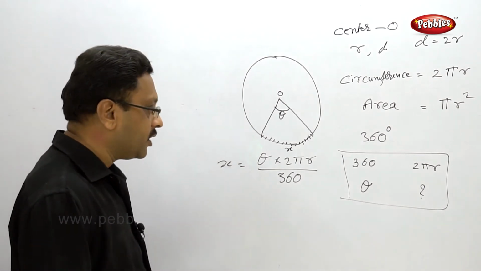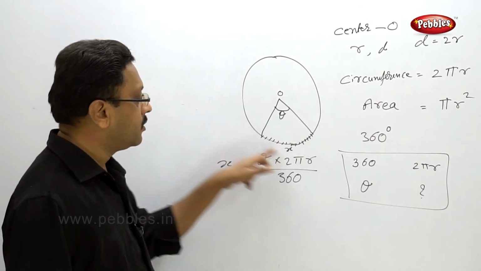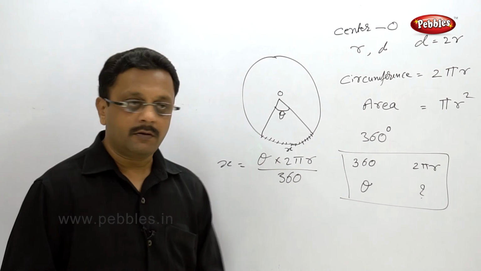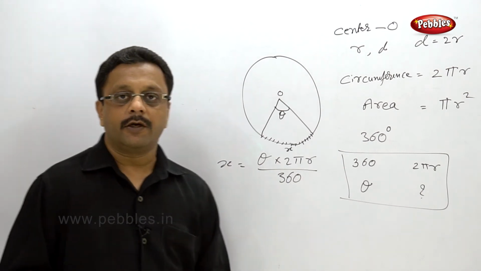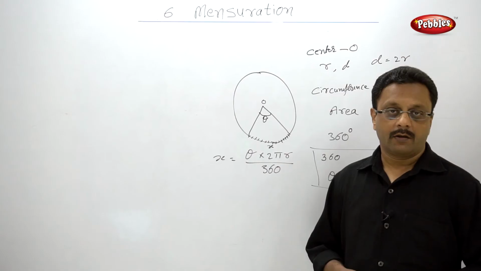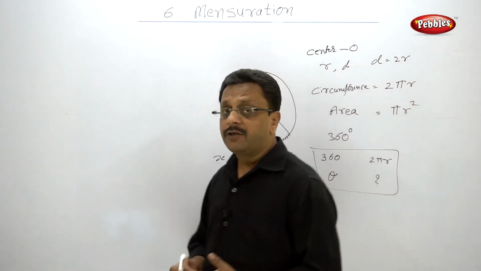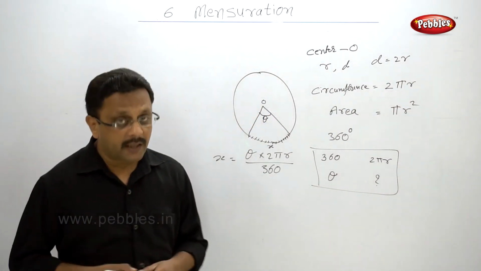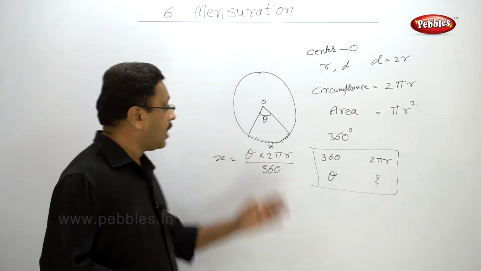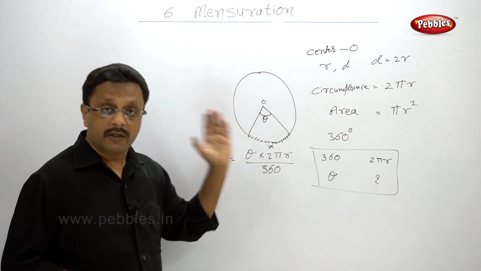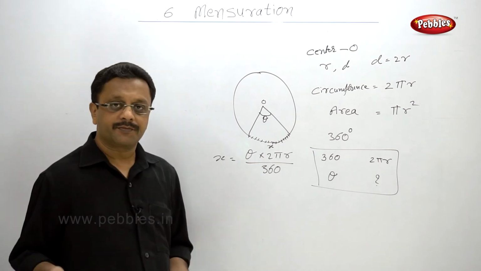And in your book what is given? The length of the arc is given as theta by 360 into 2 pi r. But just tell me one thing, do you really need to remember this formula by heart? Once you know how you arrived at this formula, the rest is easy.